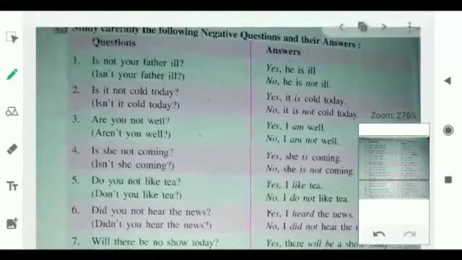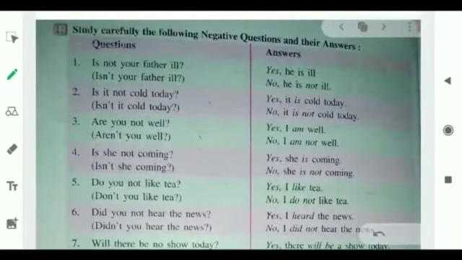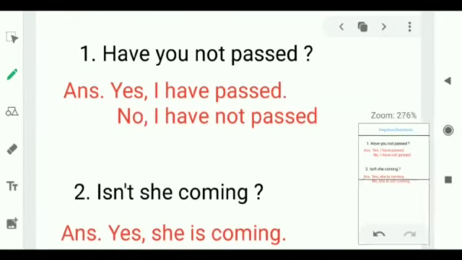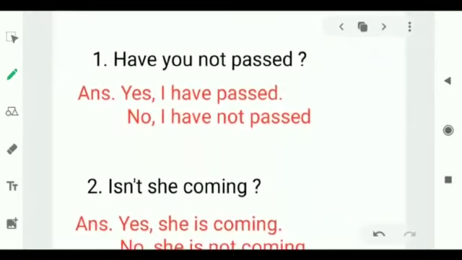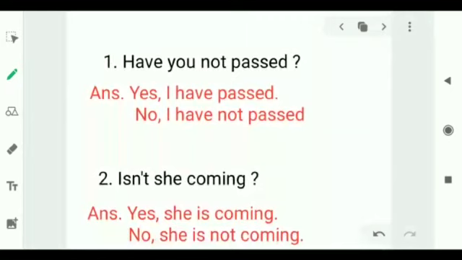This is page number 12 of your book, students. On one side the question is given, and on the other side the answer is given. But before we read examples from this page, let's read a few examples I've shortlisted. Over here, have you not passed? This is the question given to you. Now let's read out the answers to it.